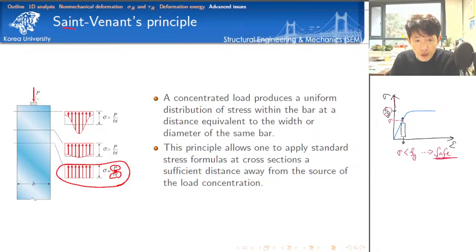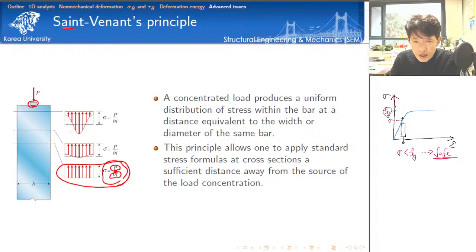If you apply loading at the load point, then the stress below the load point is much higher than the nominal stress value calculated by using this equation, P divided by the cross-section area. This is pretty obvious, isn't it?